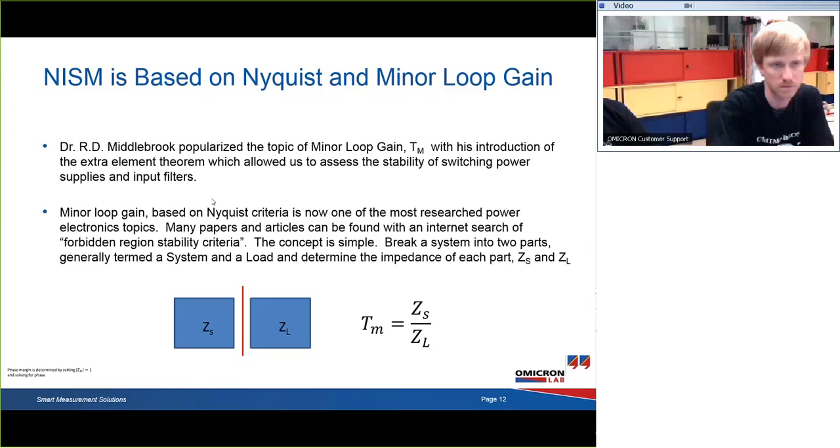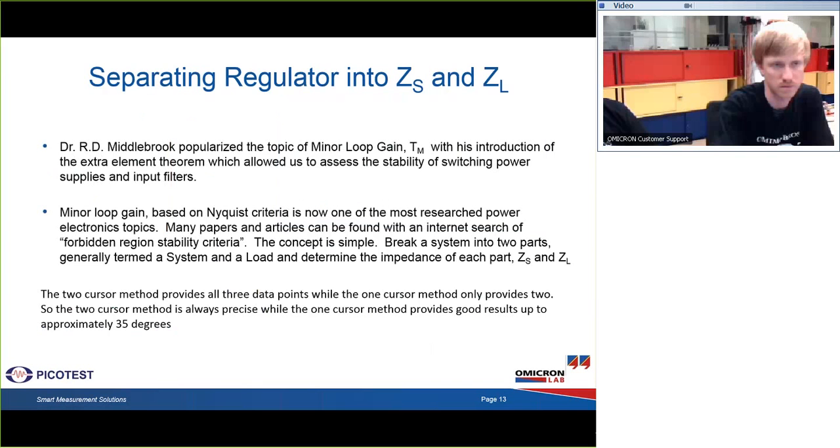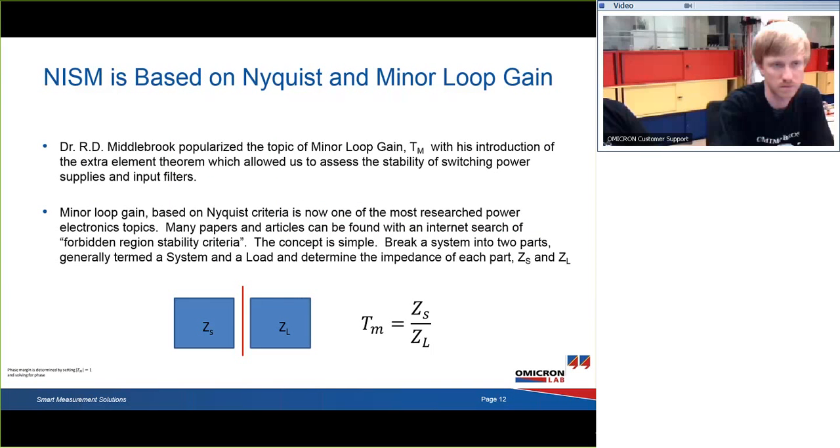And coincidentally, this is also how we measure stability of very large systems with black boxes. We measure the impedance of each black box, and we can calculate the stability of the connected system as ZS over ZL. Now, one note is that we can solve for the phase margin by setting the magnitude of that ZS over ZL equal to 1. Sorry, that's very fine print.